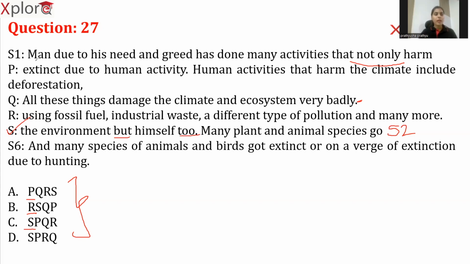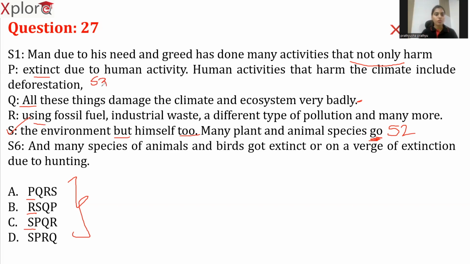See, man due to his need and greed has done many activities that not only harm the environment but himself too. Got it? Many plant and animal species go. So you're using go here. Go, all these things damage, or go, using fossil fuels. After go, obviously we will not be using again another verb. All these things, there is no continuity. Go extinct. Okay, go extinct. So our third statement is P.